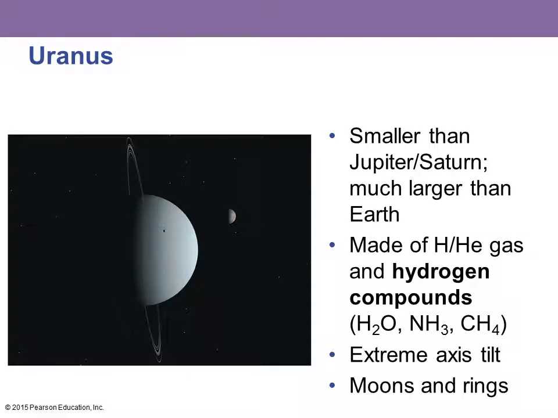Then there's Uranus, smaller than Jupiter and Saturn, but obviously much larger than Earth. Again, hydrogen, helium compounds make up the gases. Some water, some methane, some ammonia. But it has this extreme tilt to it, as you can just barely see by the ring system. The rings are basically around the equator of Uranus, so this planet is tipped way over. But it does have a ring system, similar to Jupiter and Saturn.